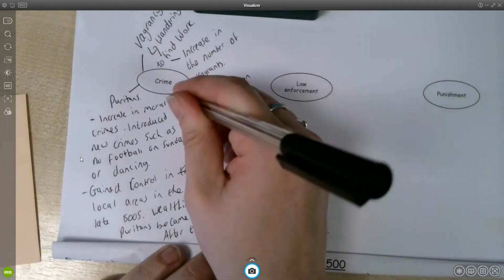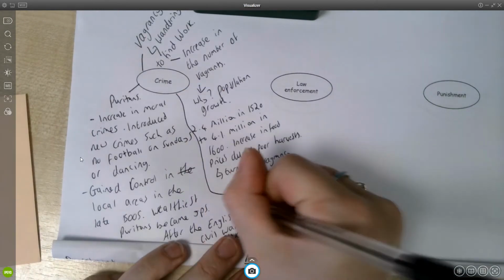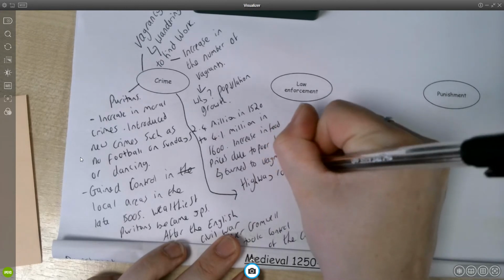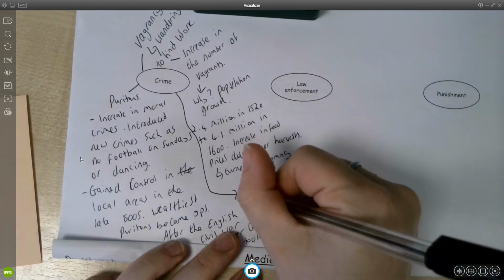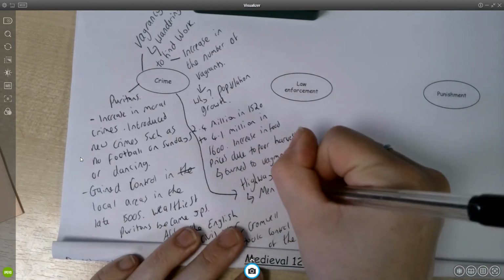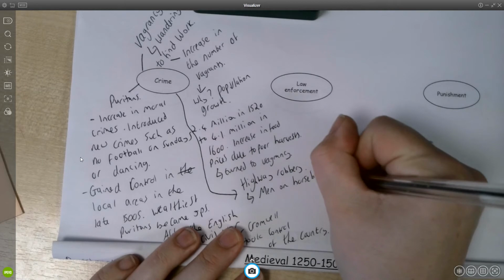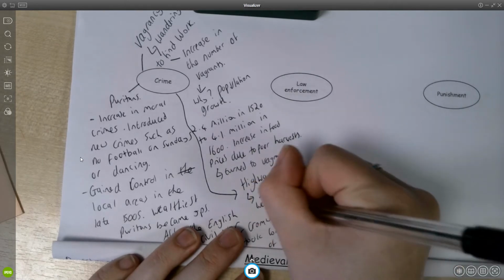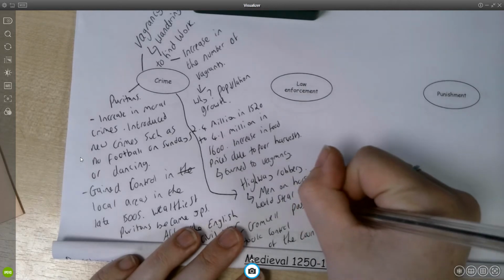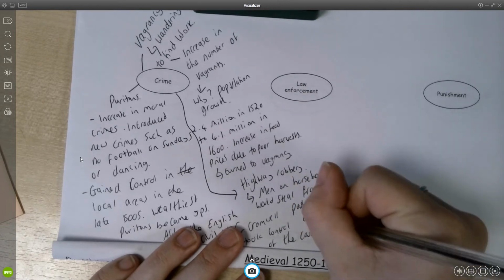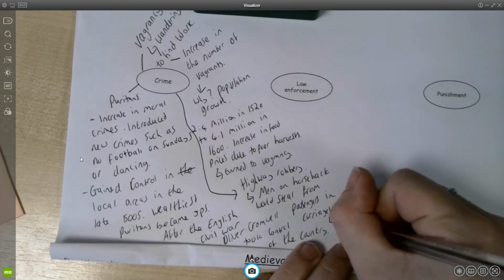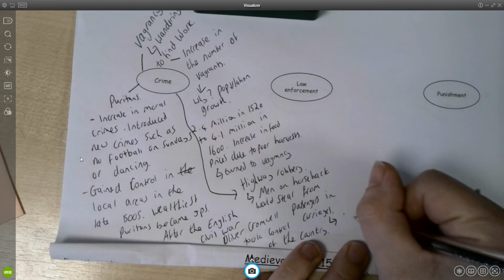Another new crime in this time period was highway robbery. And highway robbery is where men on horseback would steal from passengers in carriages. And that emerges in this time period for a number of different reasons.